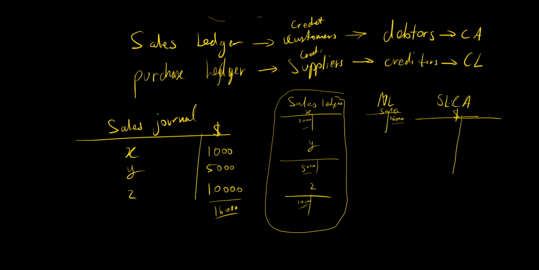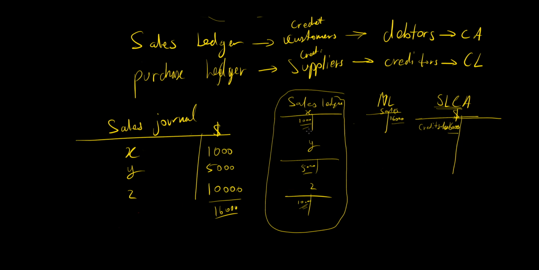So what would you write here? You write credit sales. Since it's combined, it will be 1,000, 5,000, 10,000. But remember one thing: what is the source of the sales ledger control account? We will use the journal. From the journal, we'll take 16,000 since these are our credit sales. Remember, only the credit sales will appear in your sales ledger control account.